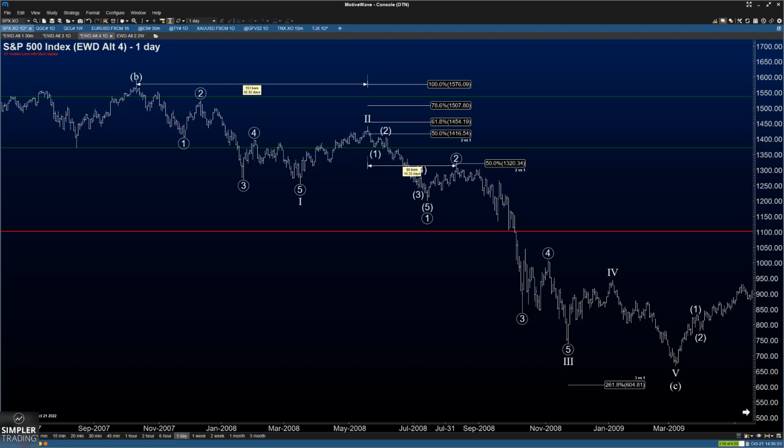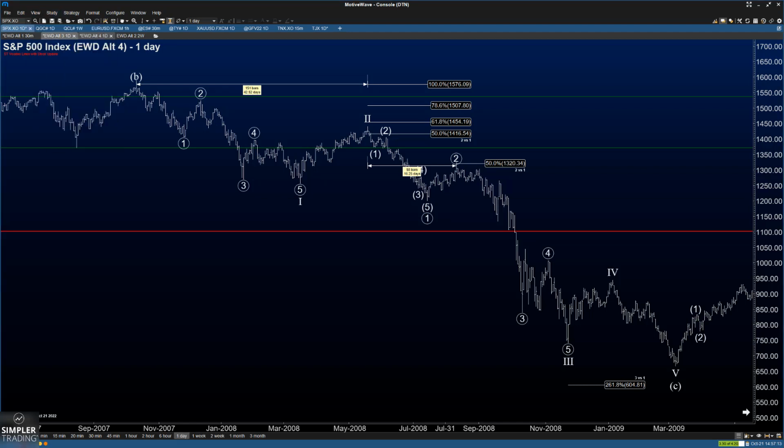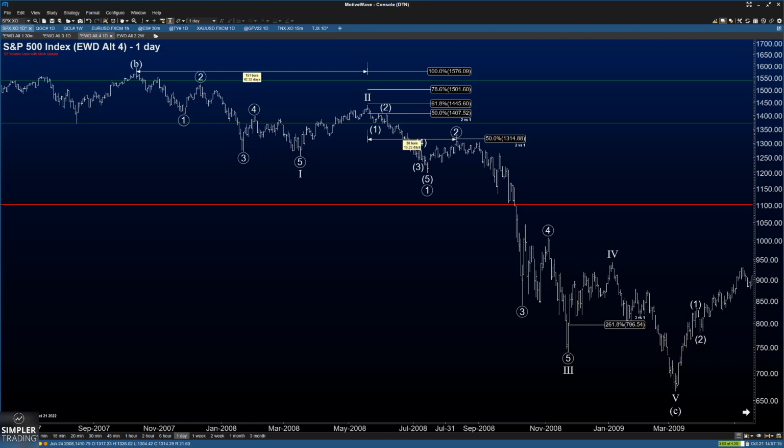that Fibonacci proportion differently. So you'll see right now, the 61.8 retrace is 1454.19, and if I switch back over to a log scale, you'll see that it is 1445.60. So about a 9-point difference by calculating it this way.